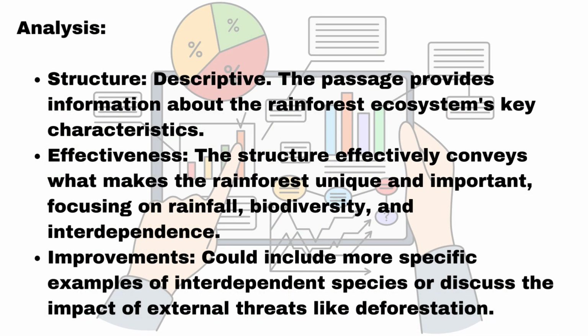Analysis. Structure. Descriptive. The passage provides information about the rainforest ecosystem's key characteristics. Effectiveness. The structure effectively conveys what makes the rainforest unique and important, focusing on rainfall, biodiversity, and interdependence. Improvements. Could include more specific examples of interdependent species or discuss the impact of external threats like deforestation.